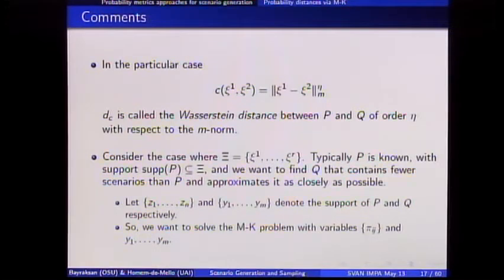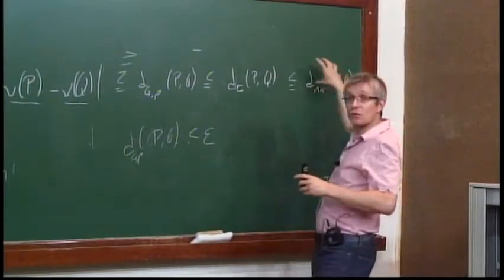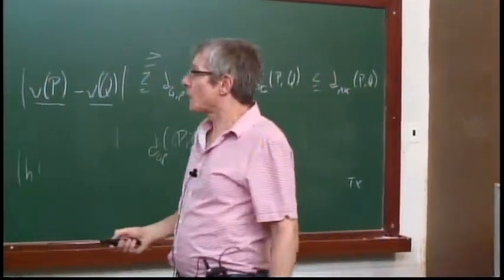But of course our question is not really the distance. What we want is to select the scenarios. What's the idea then? P is known, so we start with the distribution that we know, and I want to find a Q that has fewer scenarios than P, and still approximates well. So we can think of Q being smaller than P. We have P as the original one, then we want to find the Q that makes this one small.